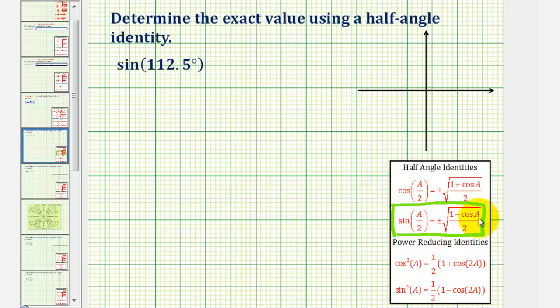However, some textbooks do use these two identities for half-angle identities, also often referred to as power-reducing formulas. So in the next video, we'll show how to do the same problem using this equivalent identity given here.